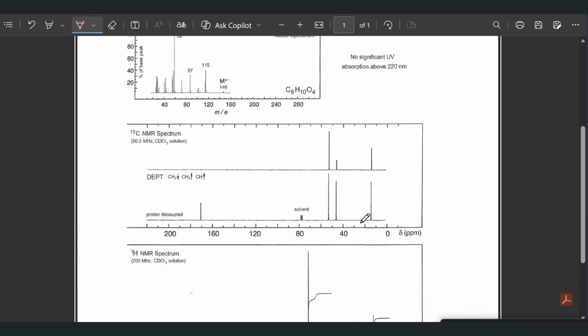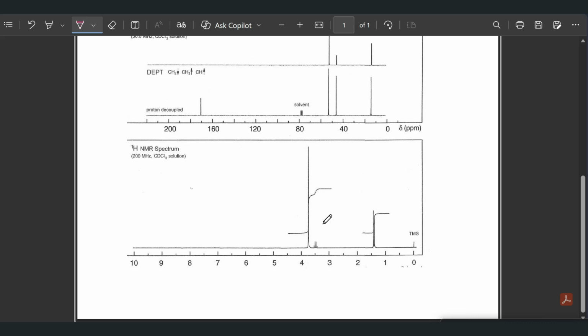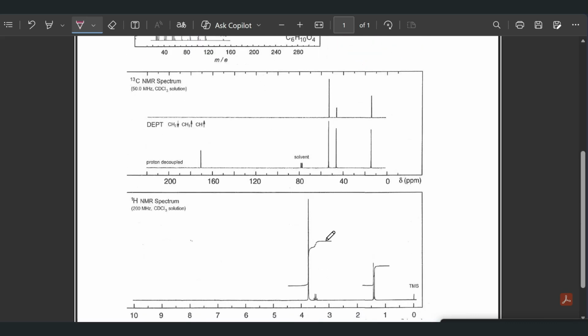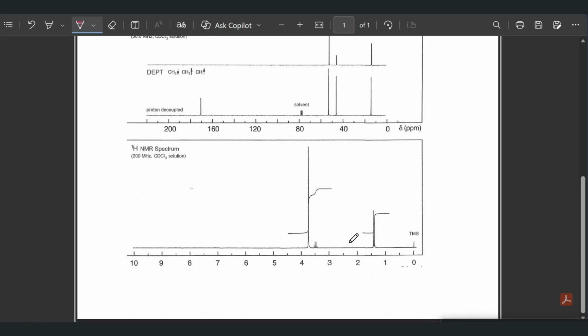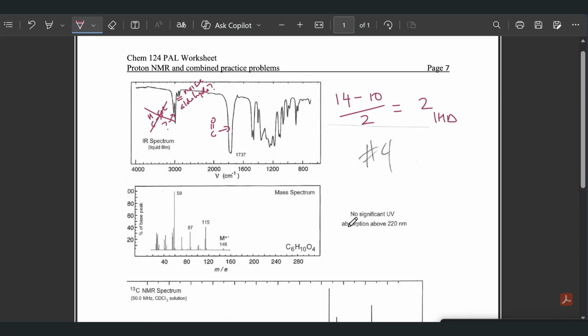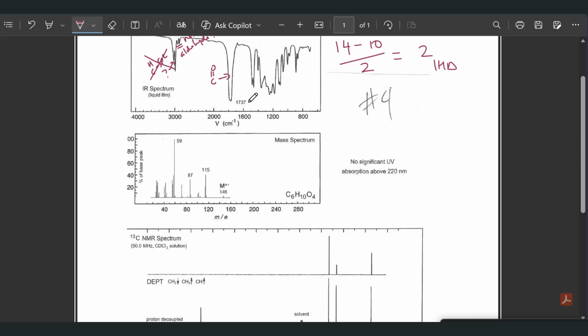Peak at 4. No, that is most likely a CH3 next to an oxygen. Remember, if you are to think of carbonyl, you are looking for alpha carbons, but we'll see. IR is only telling us right now we have a carbonyl. We don't know how many.